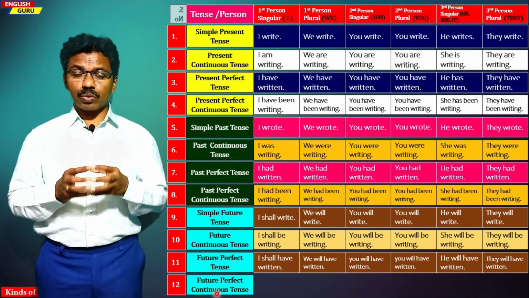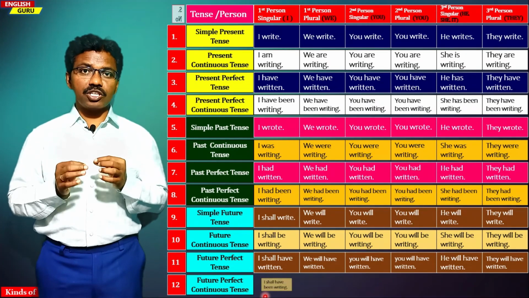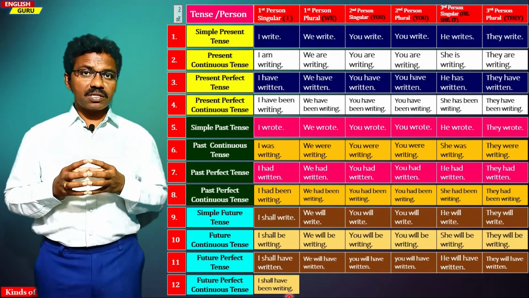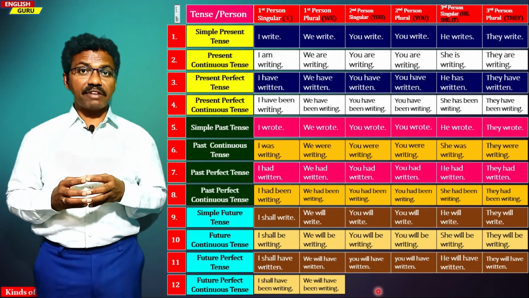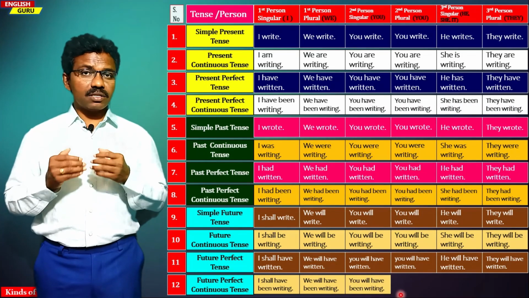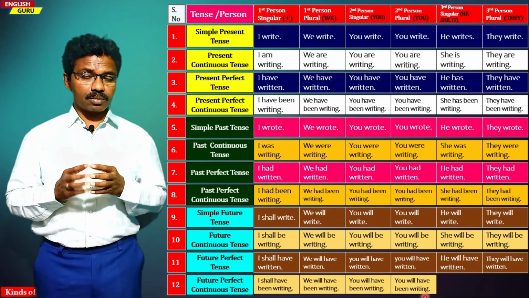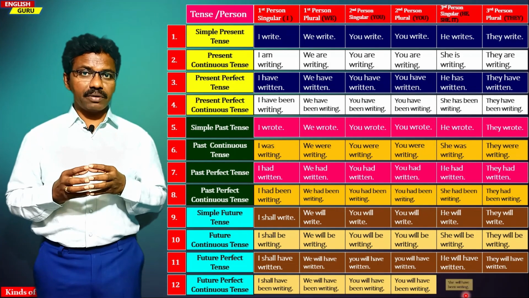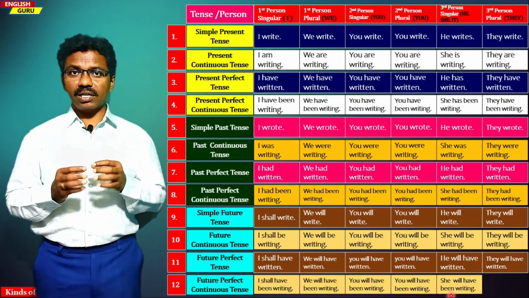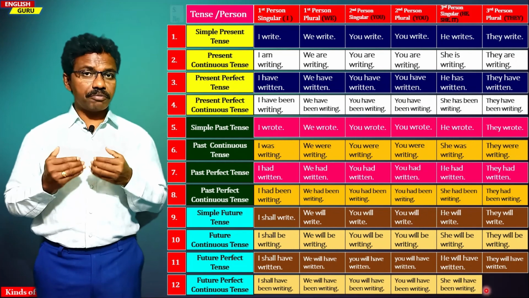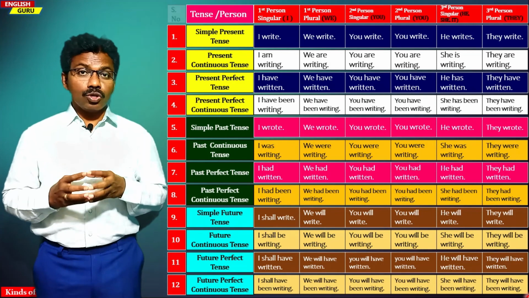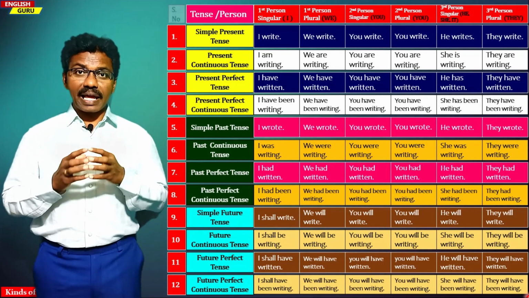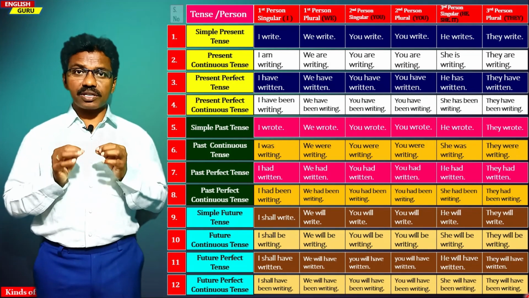And the last one, 12th one, future perfect continuous tense. First person singular, I will have been writing. Plural, we will have been writing. Second person singular, you will have been writing. Plural, you will have been writing. Third person singular, he, she, it will have been writing. And plural, they will have been writing. So these are all the 12 active structures in the English language.